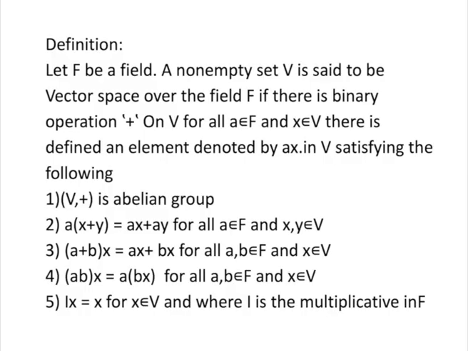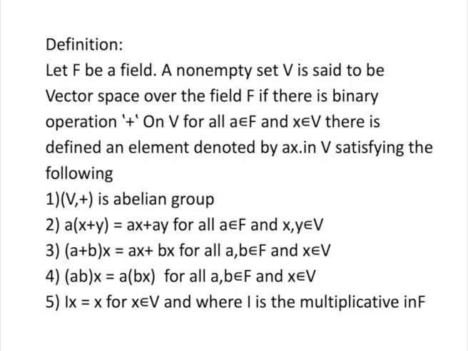Next, definition. Let F be a field. A non-empty set V is said to be a vector space over the field F if there is a binary operation addition plus on V, and for all a belongs to F, the field, and x belongs to V, the vector space, there is defined an element denoted by ax in V, satisfying the following. First condition: V comma plus is an abelian group.